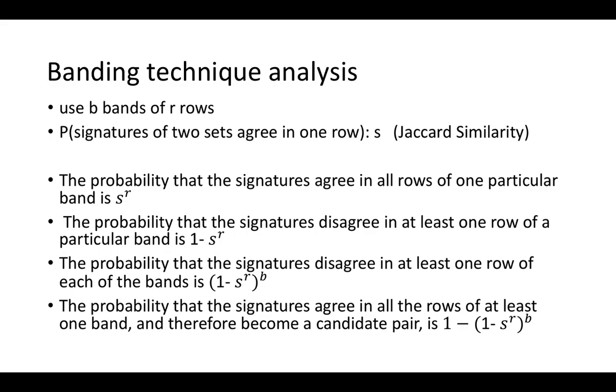Now we can analyze the banding technique. Use B bands of R rows. The probability that the signatures of 2 sets agree in one row is s, the Jaccard similarity, and the probability that the signatures agree in all rows of one particular band is s to the power of R. The probability that the signatures disagree in at least one row of a particular band is 1 minus s to the power of R. And the probability that the signatures disagree in at least one row of each of the bands is (1 minus s to the power of R) to the power of B. So the probability that the signatures agree in all rows of at least one band is 1 minus (1 minus s to the power of R) to the power of B. Therefore, they can be a candidate pair.